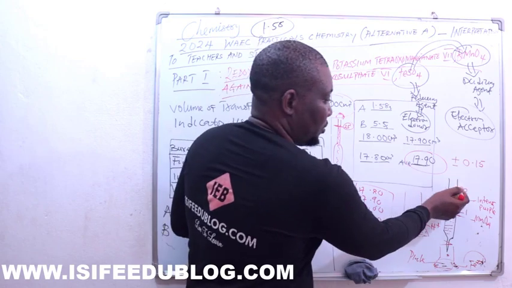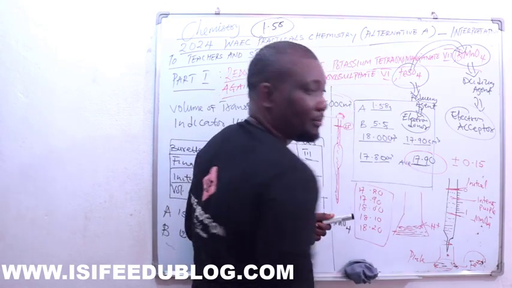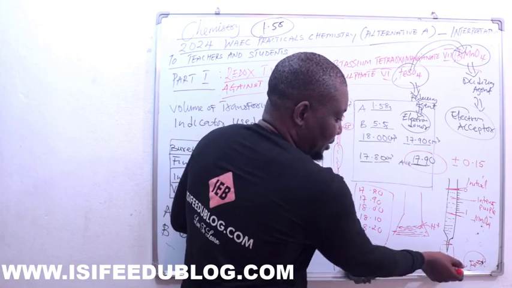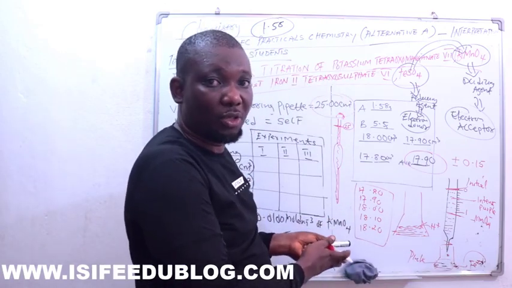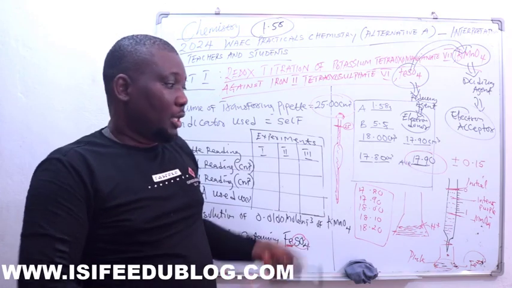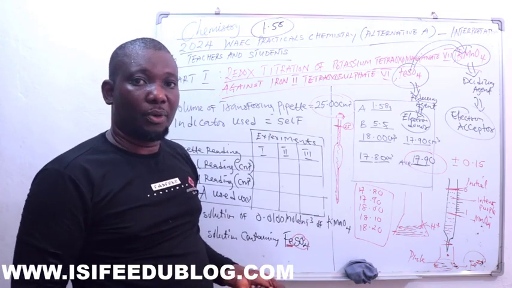The first one, which you started from here, is going to serve as the initial reading. And the one that you now read is where the solution changes. That is the end point of titration. Why is it called end point? Because end point always comes with a change in color of one of the solutions. That is the end point.